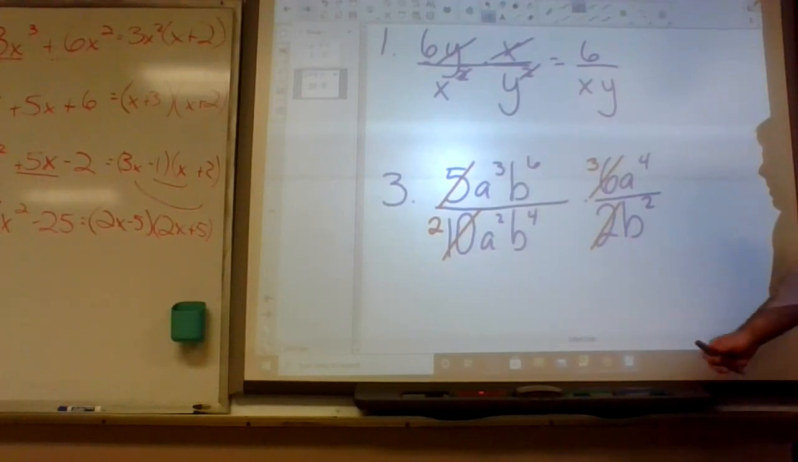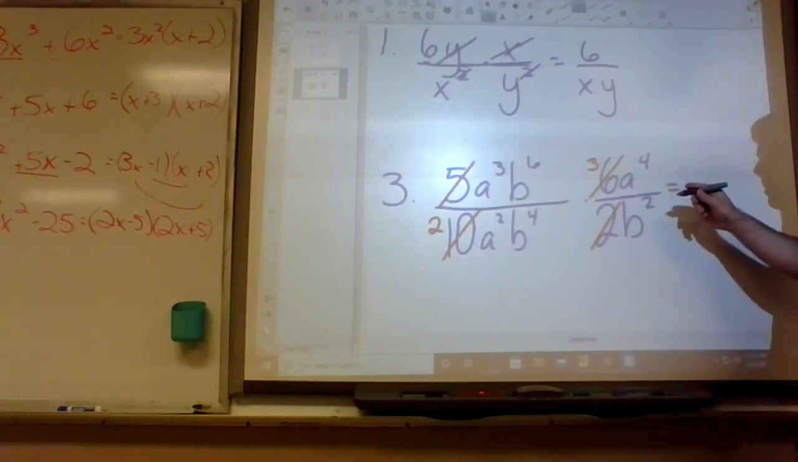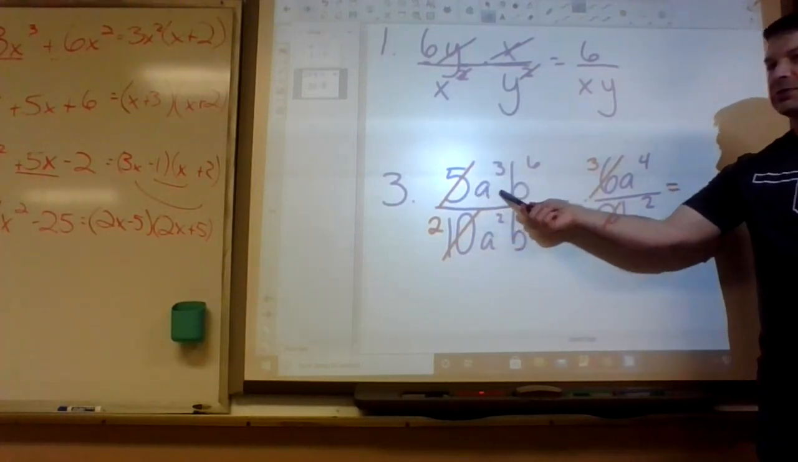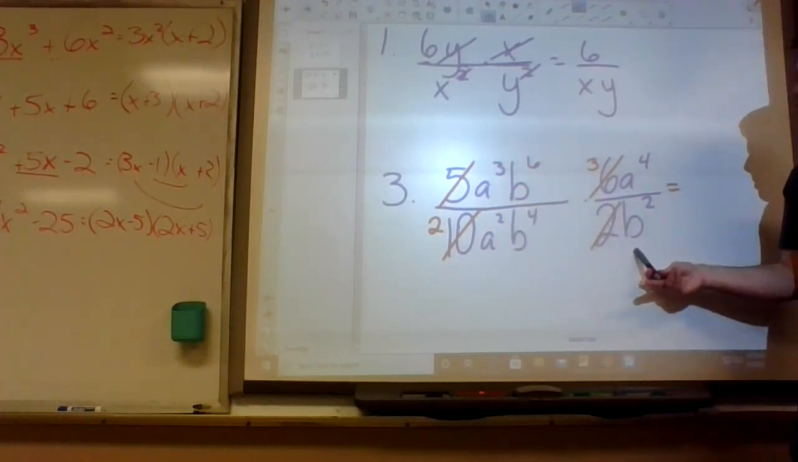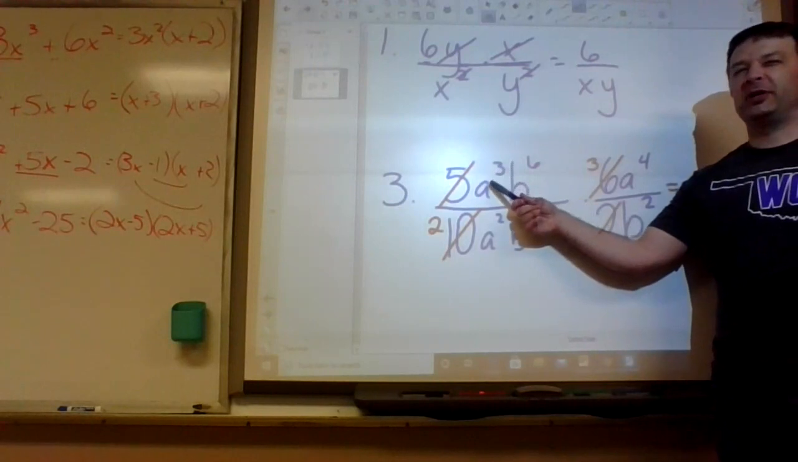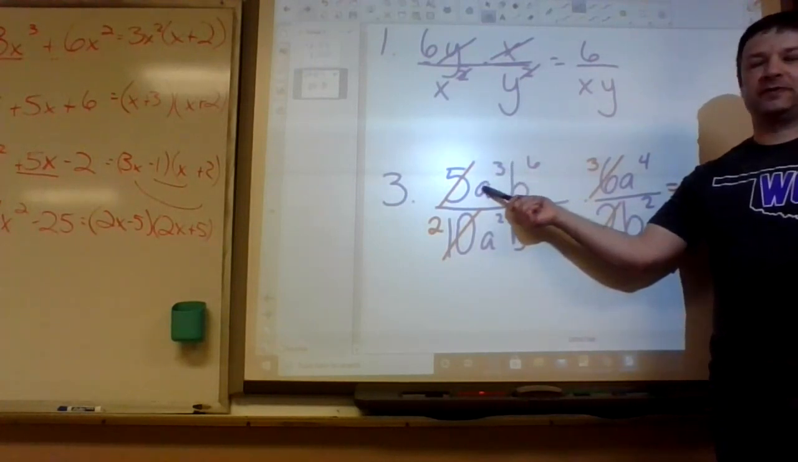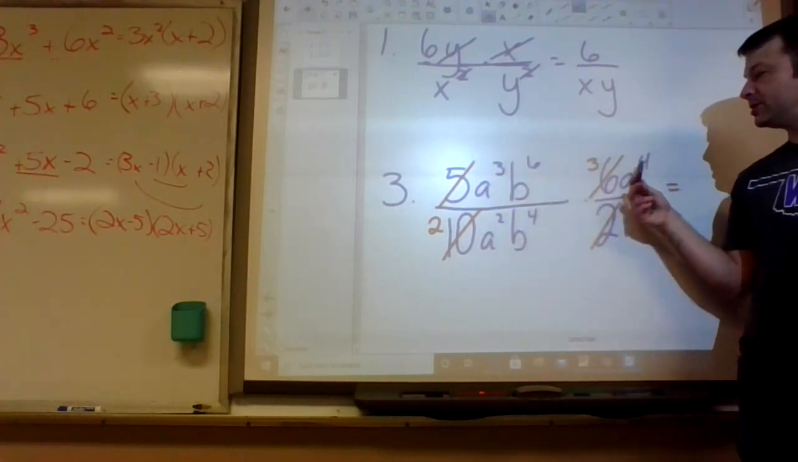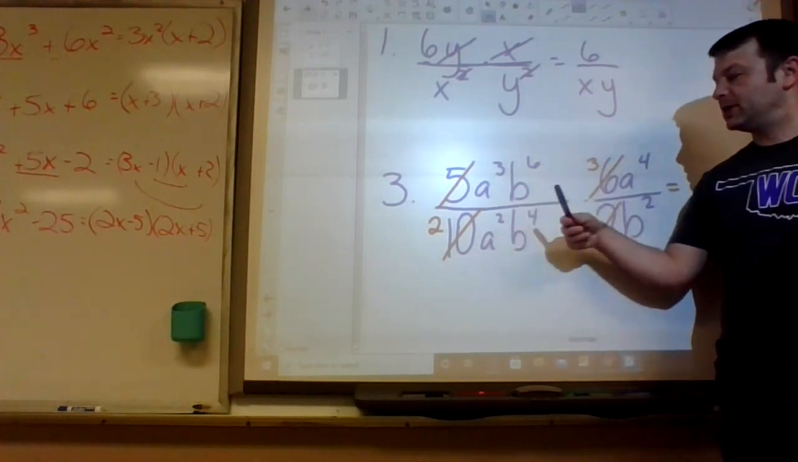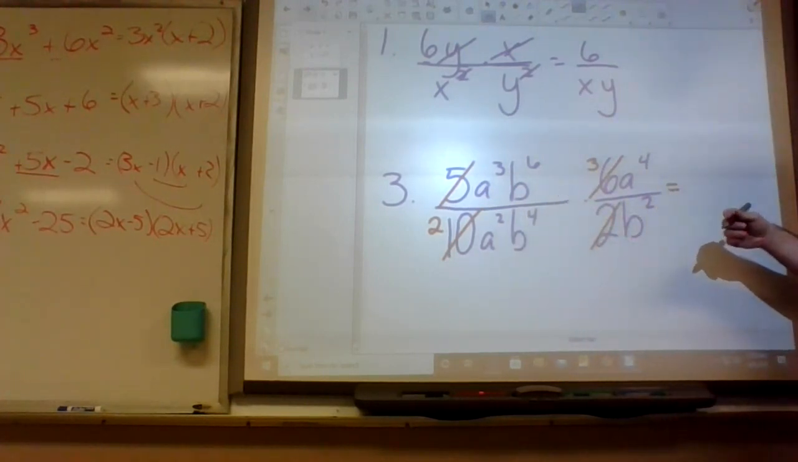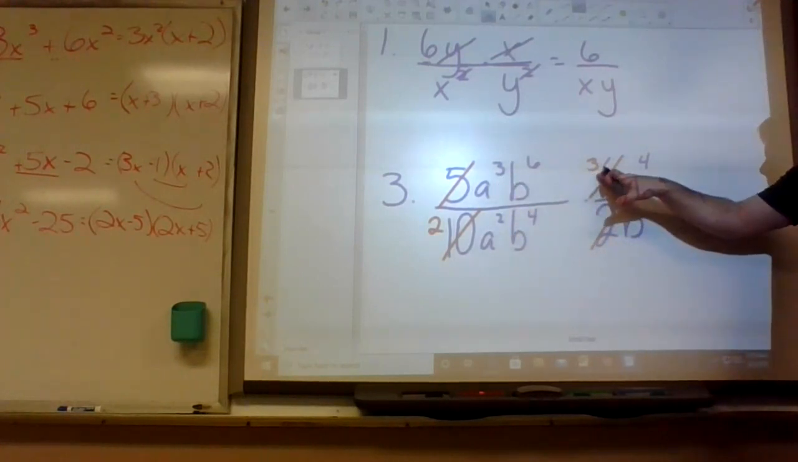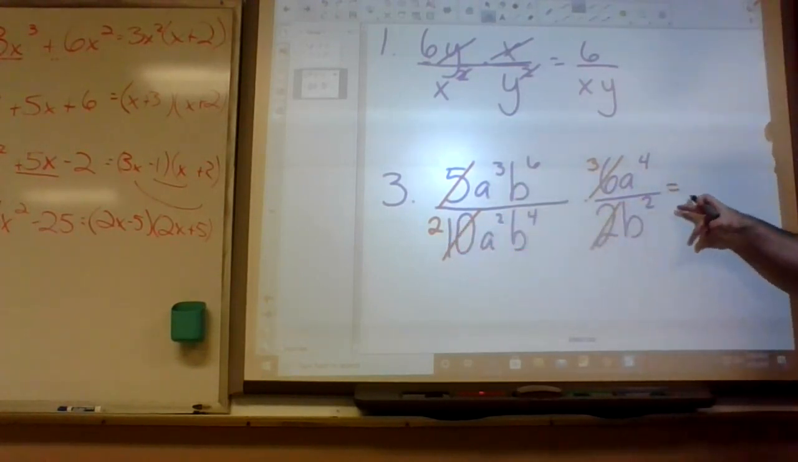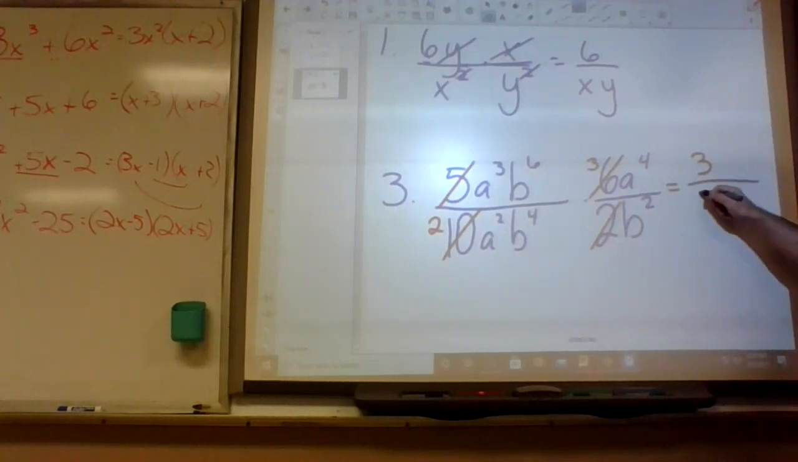Okay, how many A's do we have on top? 7. How many on bottom? 2. So how many will we have in the end? 5. 7 on top, 2 on bottom, they cancel out, so it leaves 5 on top. So, as far as numbers go, all I have is a normal 3 and a normal 2, right? So I could go ahead and break that down, 3 and 2. And I'll have A^5 on top.